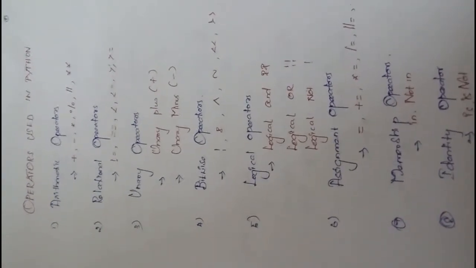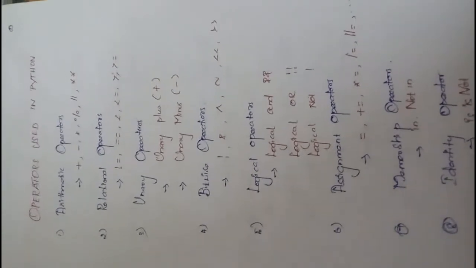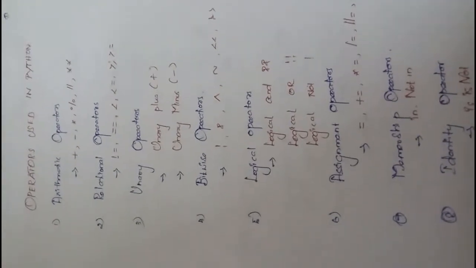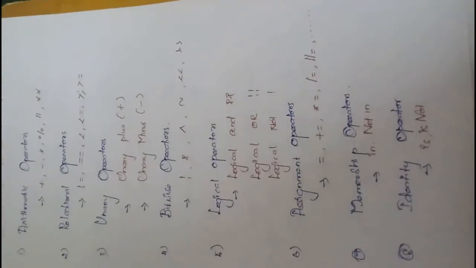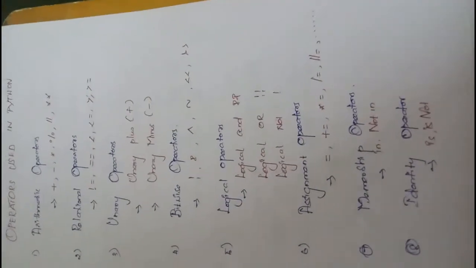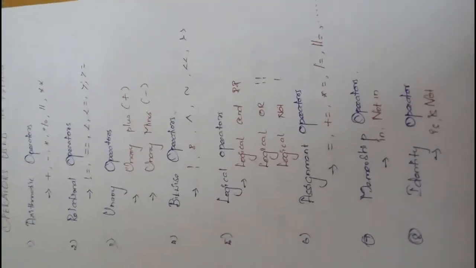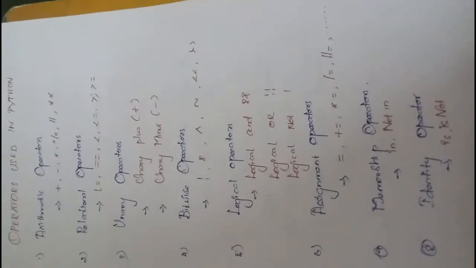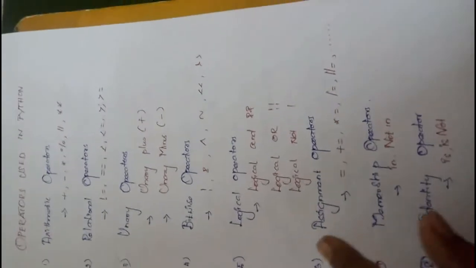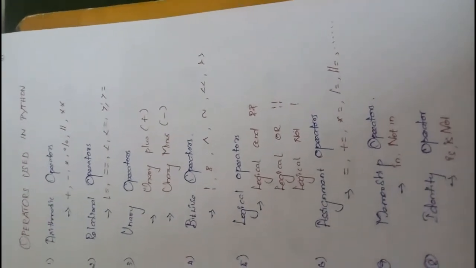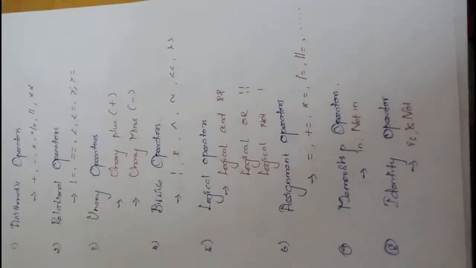Next one is the logical operators: logical AND, logical OR, logical NOT. These are the three symbols used in logical operators. Next one is assignment operators. Assignment is nothing but assigning some value to a particular variable. If you want to perform such an operation, then you go for the assignment operators: equal to, plus equal to, star equal to, and likewise many more operators.